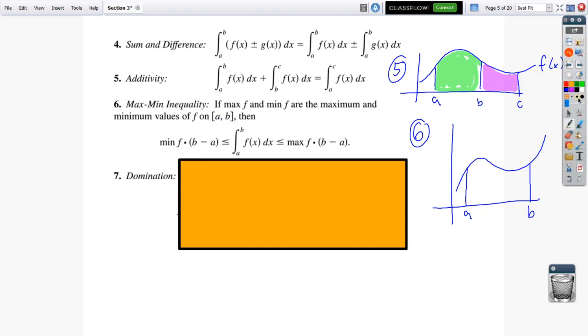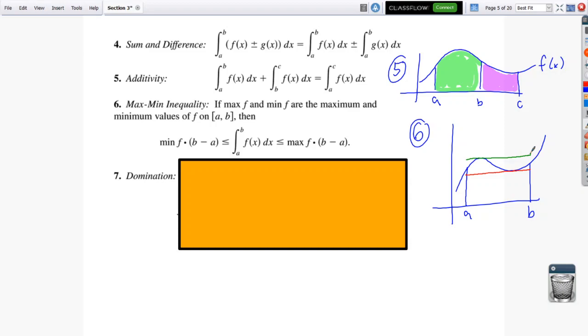So let's draw in the minimum and the maximum. Min feels like a red to me. There's the minimum of that function. The maximum, that feels like a green to me. There's the maximum of that function.